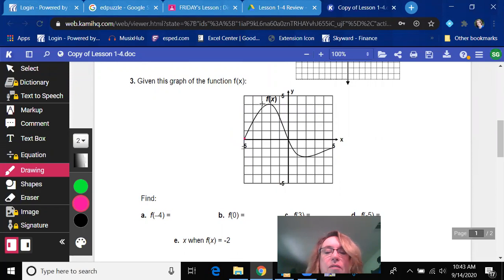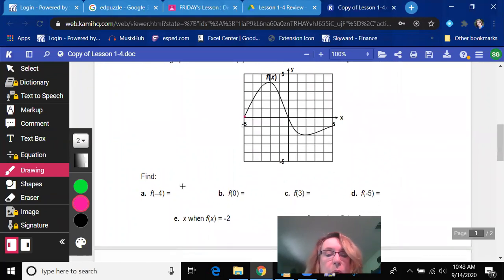This is the graph. This curve is the function. And here we say it's f of x. So this is f of x, this curve that I'm tracing. And it's representing a bunch of values. And I can use this picture to find the values. So I need to find f of -4. Well, what is the -4? The y. I mean the x.